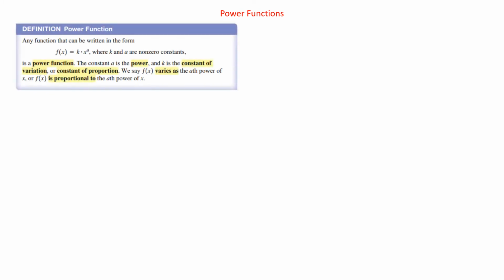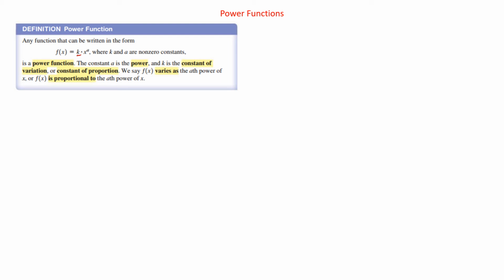Power functions can be written in the form y equals a number times x to a power. That's all it is. So, we have some number, it's k times x to the a. K is called the constant of variation. A is called the power. A does not need to be an integer. It does not need to be positive. We could have y equals 3 times x to the negative 7/5 if we wanted to. That would be a power function.